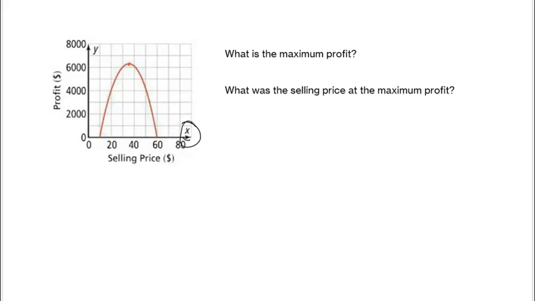And then our input is about $35. So when you're looking at that vertex, it's giving you how much money it will take to get that maximum profit, or maybe how many items you have to sell, or if you're throwing a ball, how many seconds does it take to reach maximum height. So that's how you interpret the vertex.